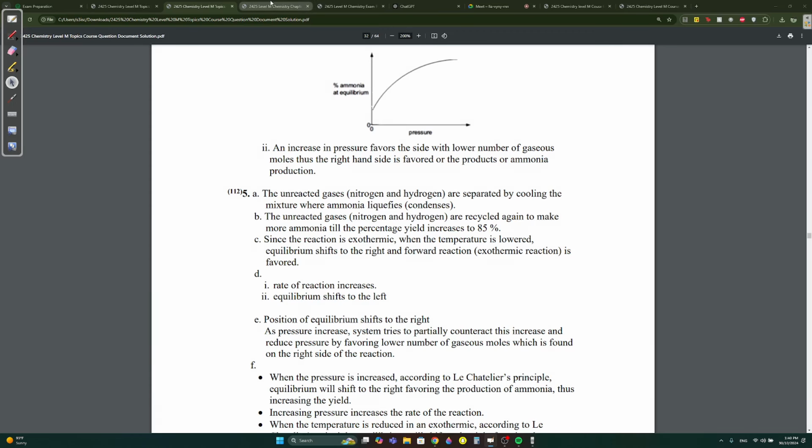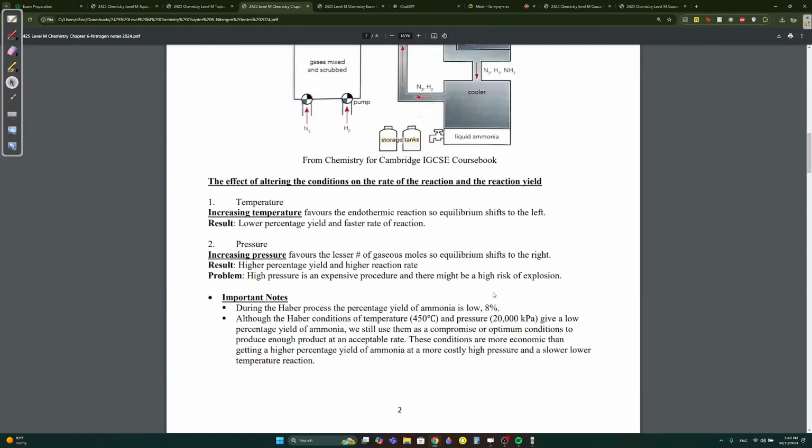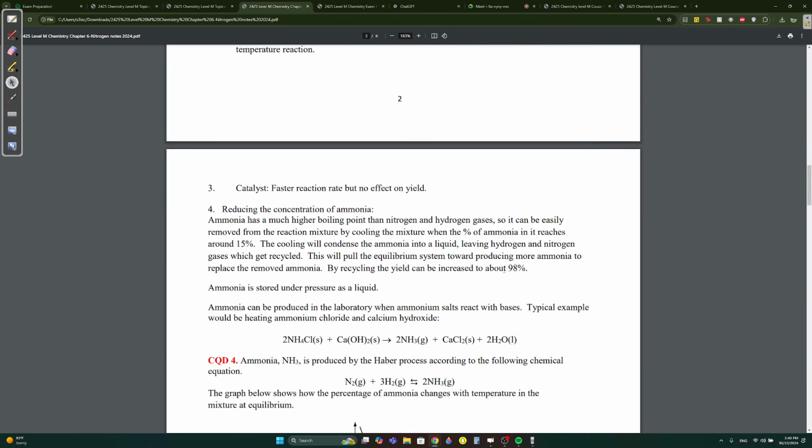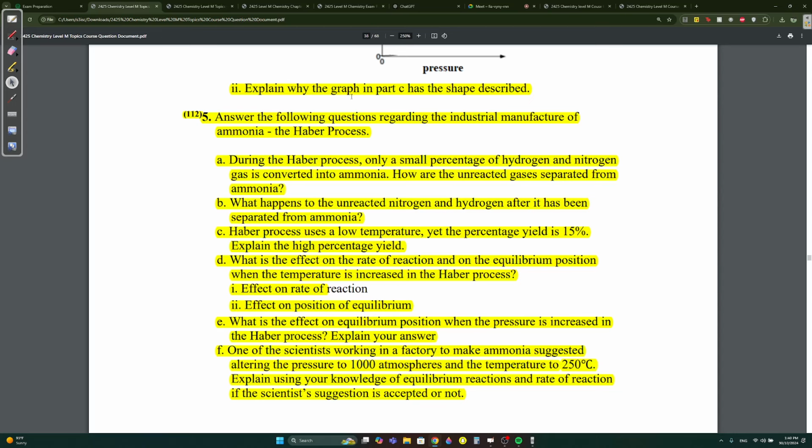I'm pretty sure that's wrong. I remember seeing 98%. Yeah, it can be increased to about 98%. The value in the course revision document is wrong.